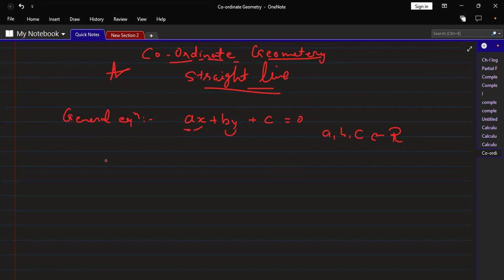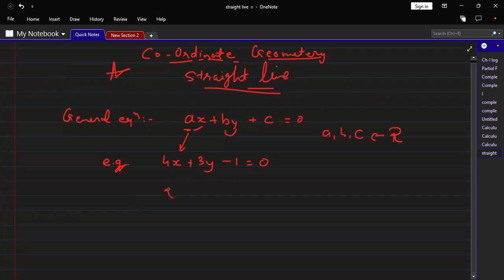Okay, suppose for example लेते हैं 4x plus 3y minus 1 equals to 0. So here we are comparing with this general equation of line, then A equals to 4, B equals to 3, and C which is equals to -1 हो जाए, right? So this way we can elaborate the straight line with the general equation.